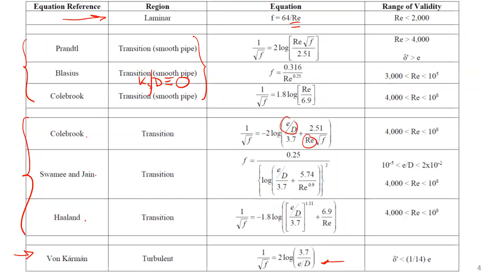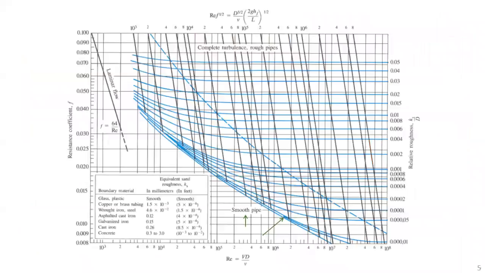Okay, and then other things we're going to want to pay attention to, and we'll do these in examples today. Whenever you use one of these equations, you have to make sure that you adhere to the ranges of validity. Otherwise, the answer you get is bogus. So that's more or less review.